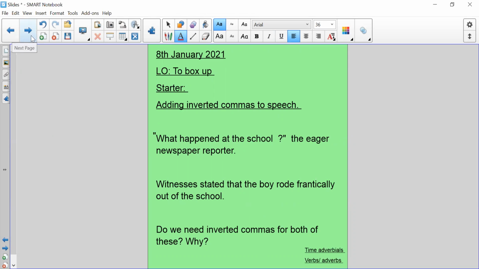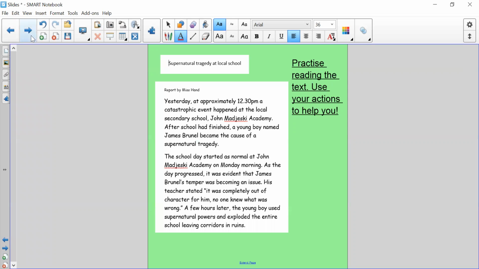Remember, you can pause the video at any point if I'm moving too quickly through the slides. So what I would like you to do once again is practice reading the text using your actions to help you. You could play table tennis with an adult. You read one line, they read the next, to make it slightly different to the rest of the week.